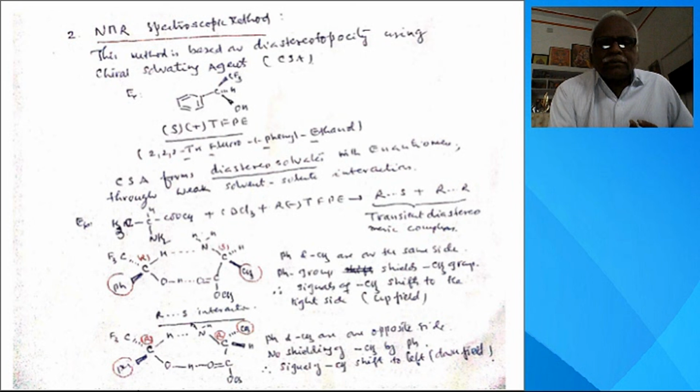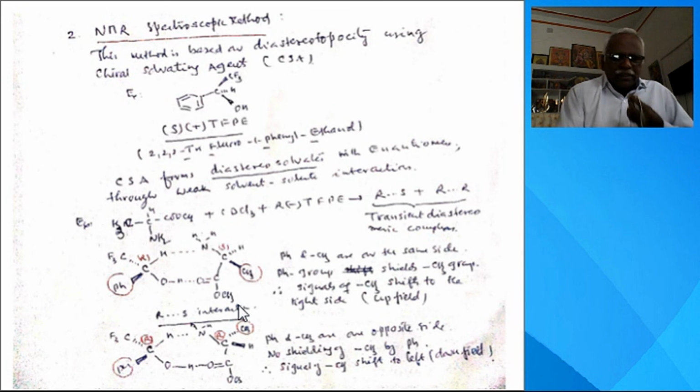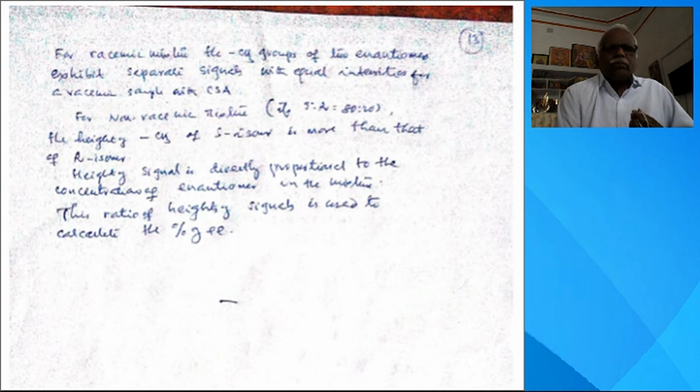We take the case of the SS interaction, where this is the S isomer and this is the R isomer. Here the methyl group and phenyl group are on opposite sides. This phenyl does not shield this methyl group. Therefore, the signals of the methyl group will be shifted toward downfield. So what happens in the case of a racemic mixture? In a racemic mixture, which contains equal amounts of plus and minus isomers, the signals of the two methyl groups will be the same height.